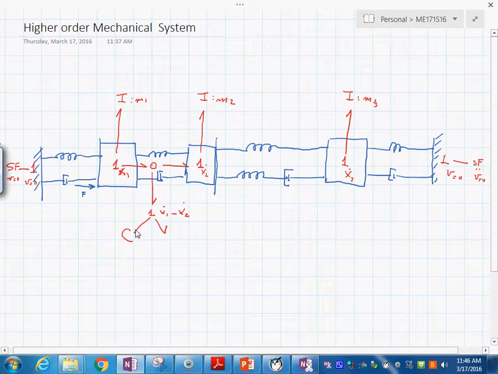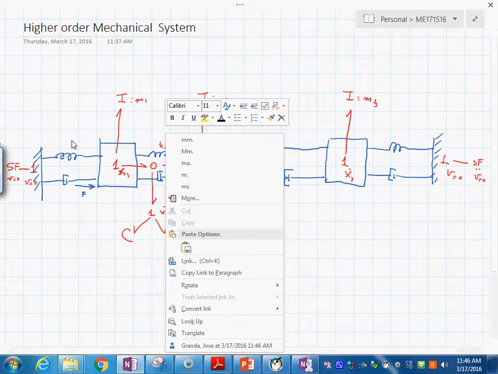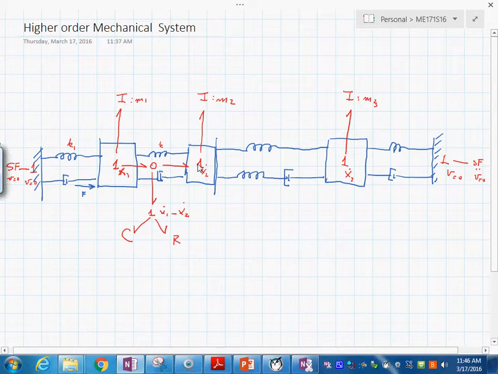If we call this k sub 1, this k sub 2, this k sub 3, and then k sub 4, and B1, B sub 2, B sub 3, and B sub 4. In any case, that's what this would be. The value of this C would be 1 over k sub 2. The value of this R would be B sub 2. In between these two, I think we have the same thing.